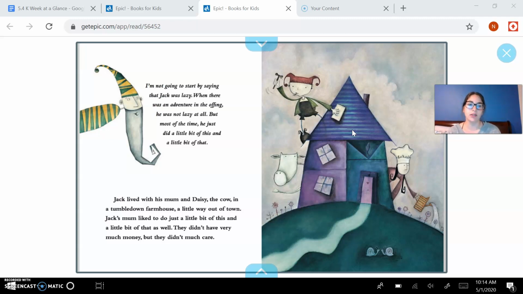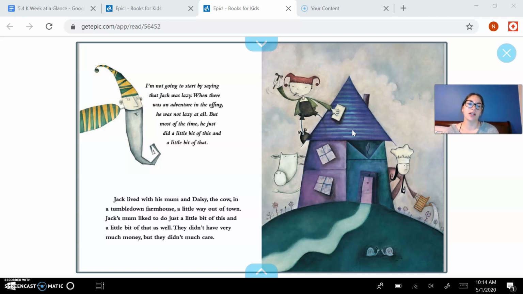So right away, I'm getting some information about our character, Jack. He's sort of lazy unless it's something that he wants to do, unless it's an adventure that he wants to go on. I can make a connection to that. For me, maybe I don't want to clean my house, so I'm lazy in that aspect. But if my friends want to go out and do something fun, then I'm ready to go. I'm not lazy with that at all. So I can relate to Jack for that.